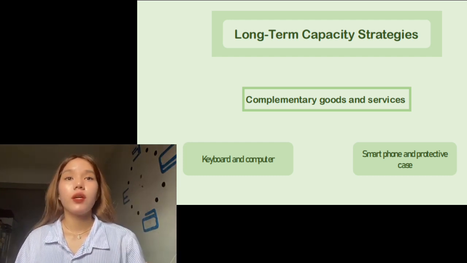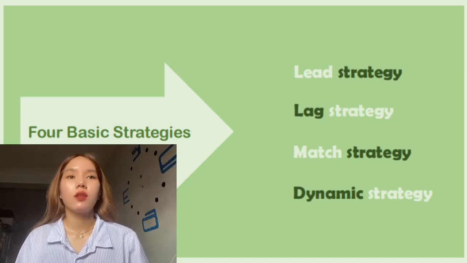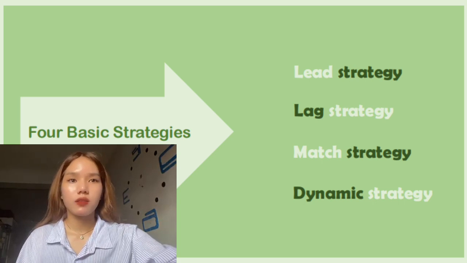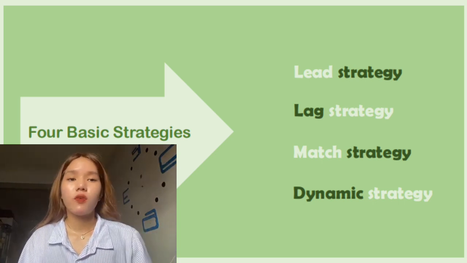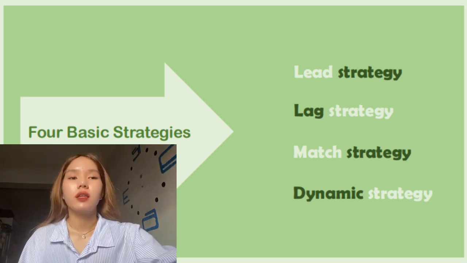So here, we have 4 basic strategies. First is the lead strategy. Second, lag strategy. Third, match strategy. And fourth, dynamic strategy. These 4 strategies can help in capacity planning to expand or reduce an investment or an asset.